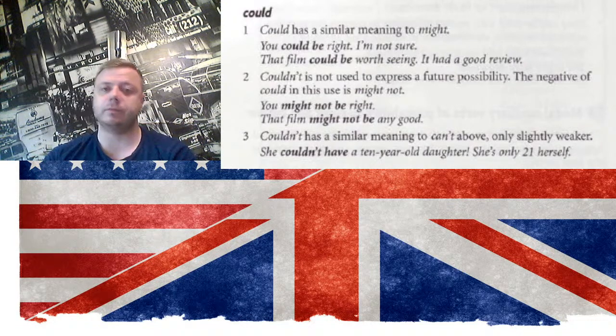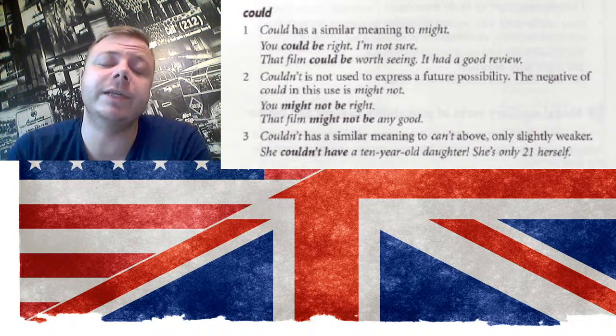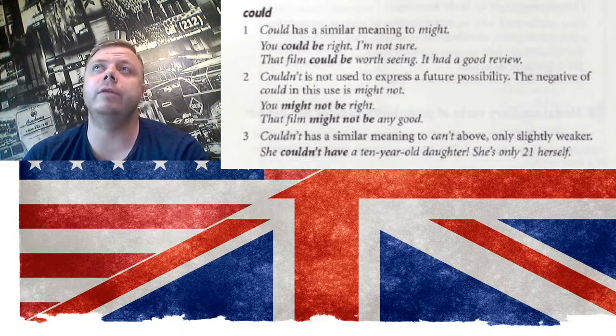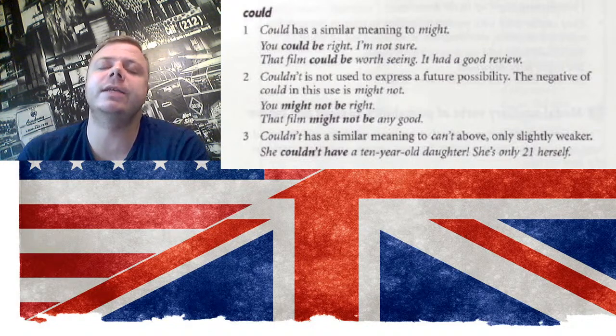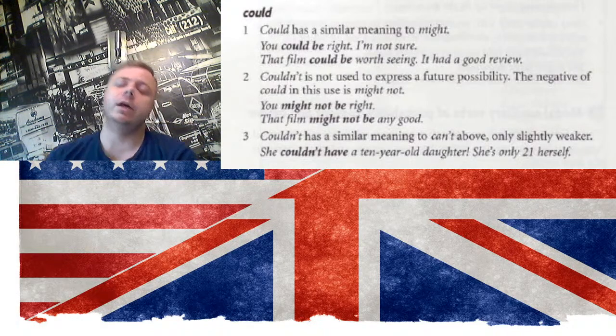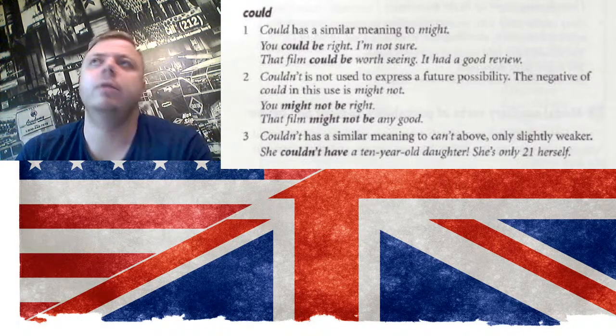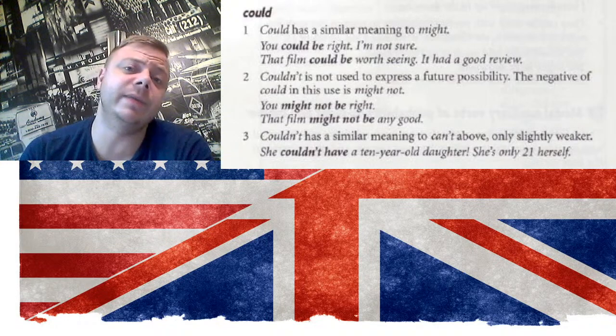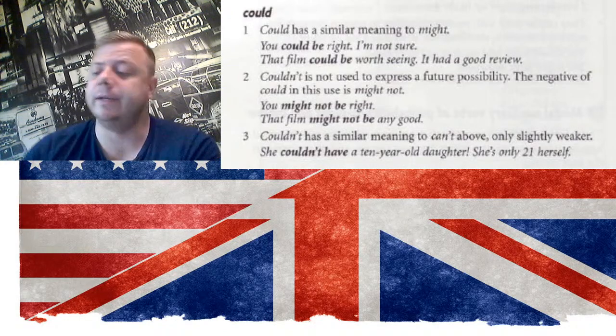Okay, so one more time, when we're not speaking about probability, we use could as the past form of can, which is used to express ability, right? I can swim right now, or I could swim when I was 5 years old, or I can't swim right now, and I couldn't swim when I was 5 years old. This is basically the ability, right?